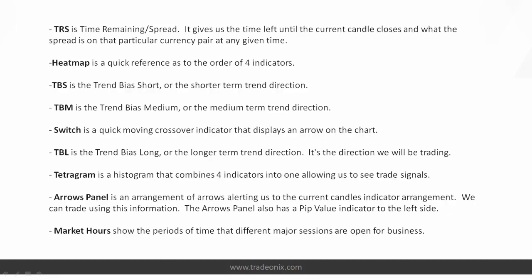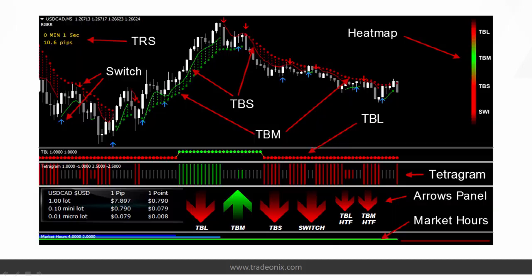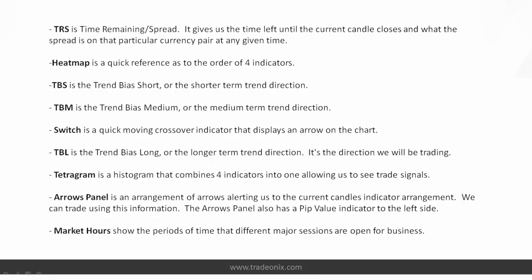The switch is a quick moving crossover indicator that displays an arrow on the chart. Now on the chart, you'll see that there are red arrows above the price at certain points, and then blue arrows underneath the price at other points. The switch is a very fast moving indicator, and it determines the change in the market direction very quickly. We cannot take a trade without the agreement of the switch.